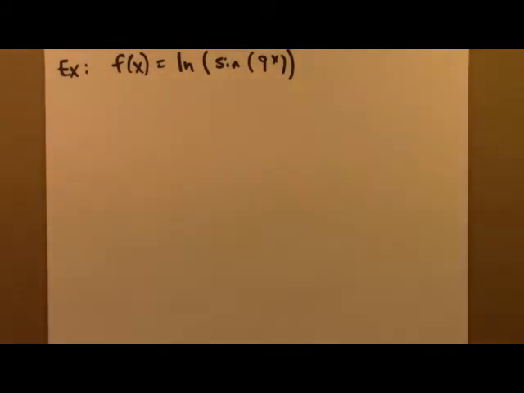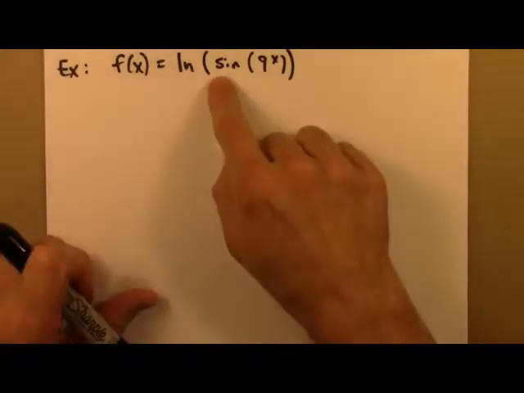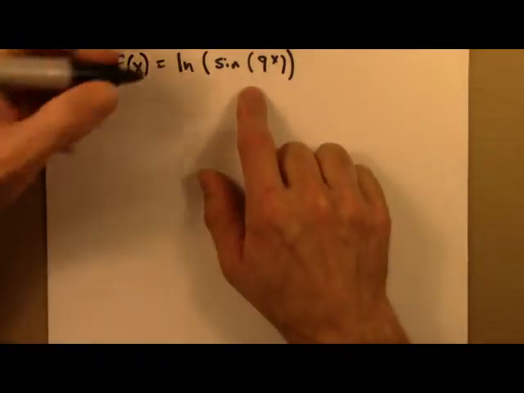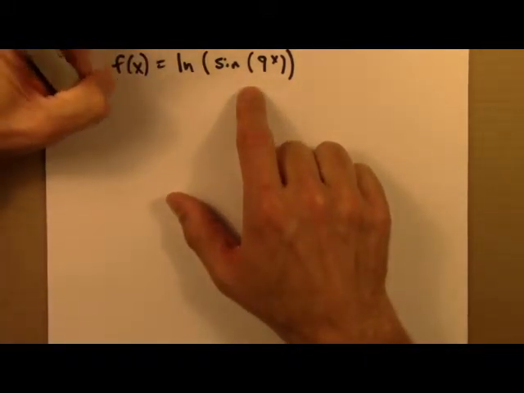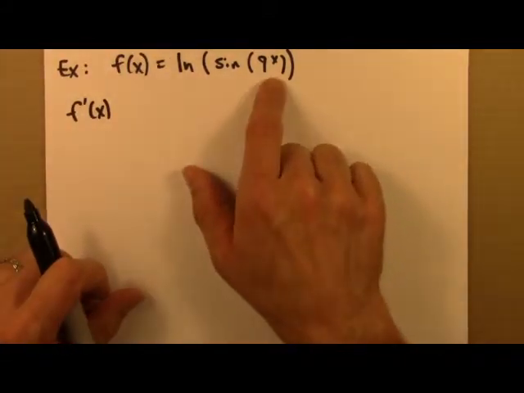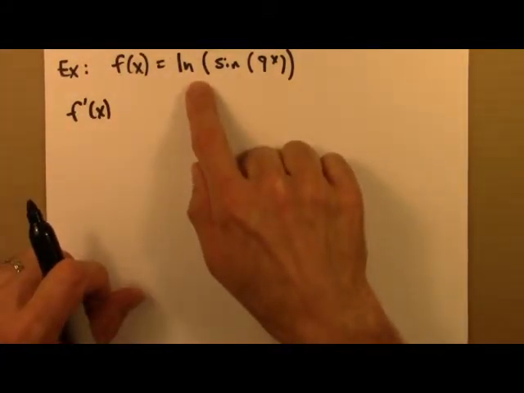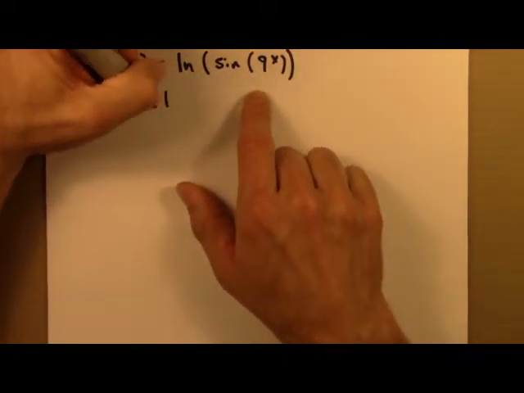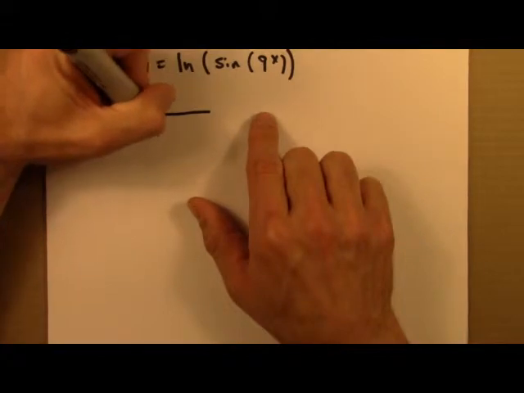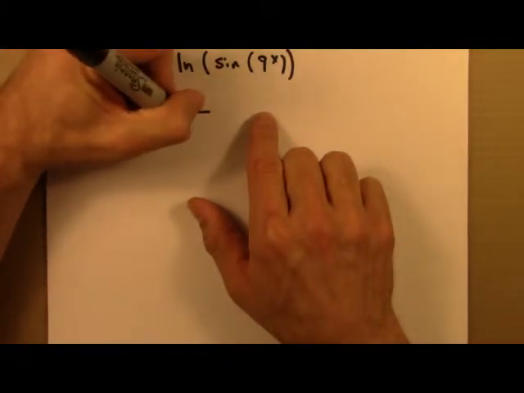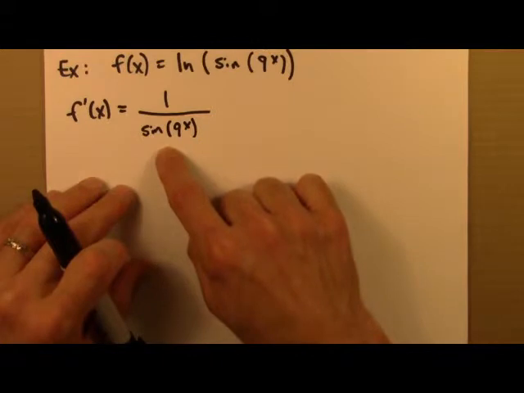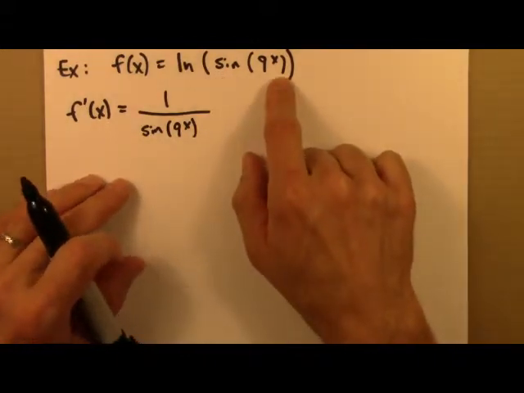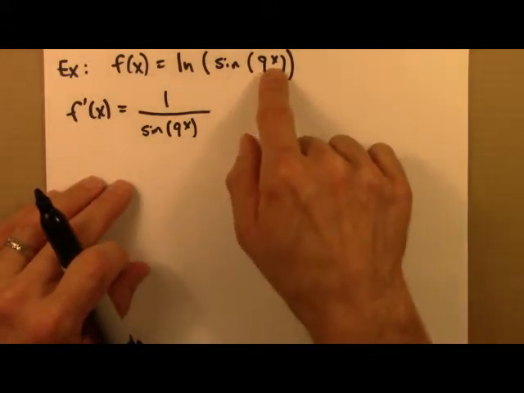So we start by taking this inner function, sine 9 to the x, and we're going to call that blah. So we need to take the derivative of natural log. The derivative of ln blah is just 1 over blah. So there's 1 over blah. Then I need to take the derivative of the inner function, blah, which is sine 9 to the x.